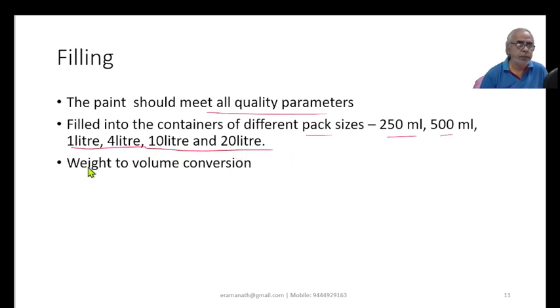And the weight to volume conversion should be made here, because you may work out all these things based on the weight, and finally you will be selling as volume. So the weight to volume conversion is very important.